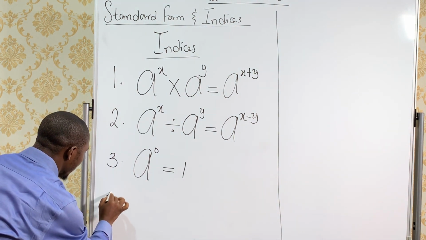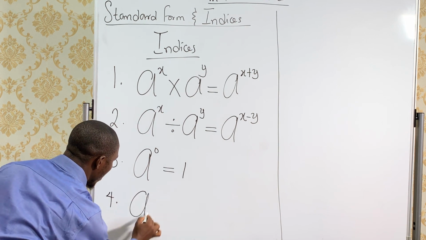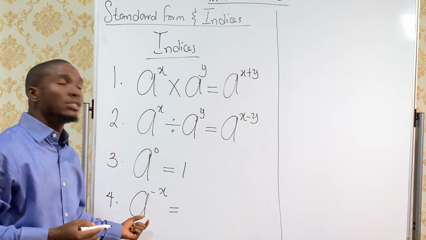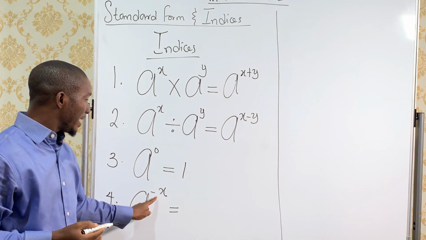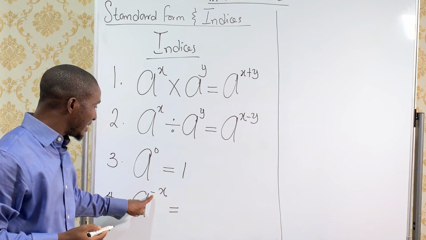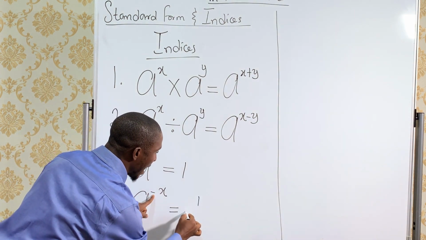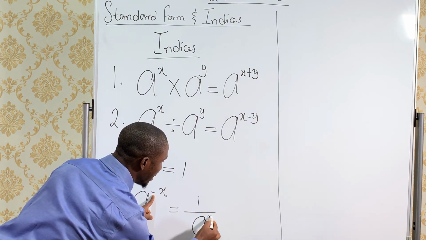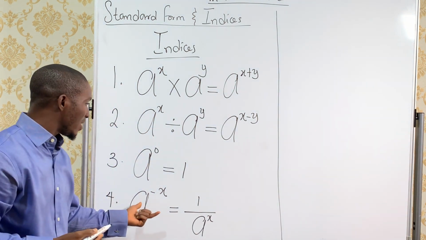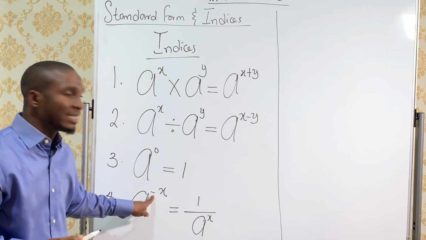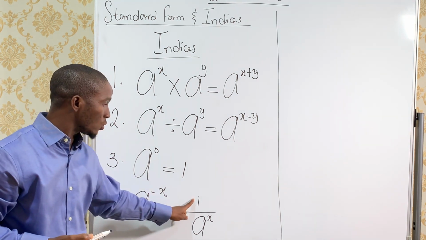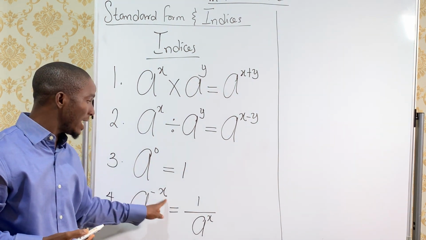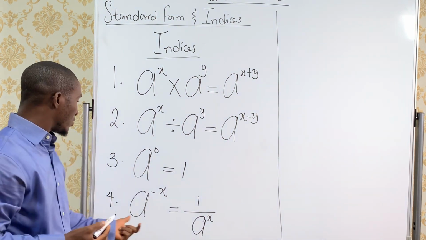Now, the fourth law. Anytime you have a number raised to a negative power, this negative will become 1, and you now bring down the a and the power. That is, what this law is telling us is that if you are to eliminate this negative here, this negative turns to 1, and you divide it by the base raised to power x. That's what this fourth law is telling us.